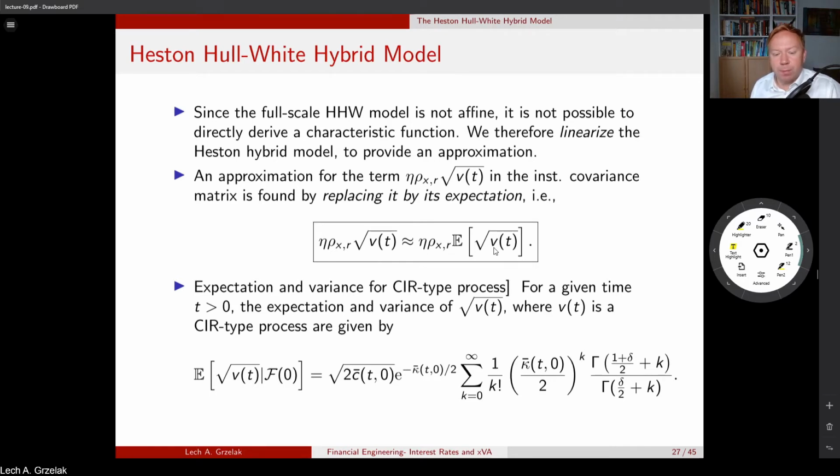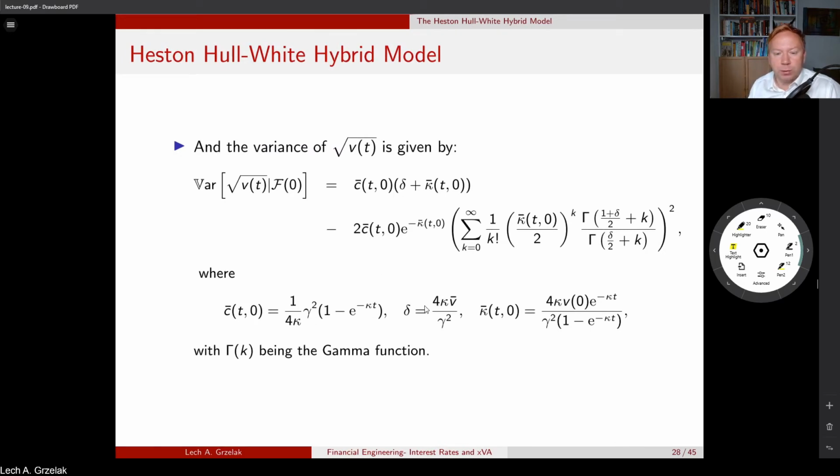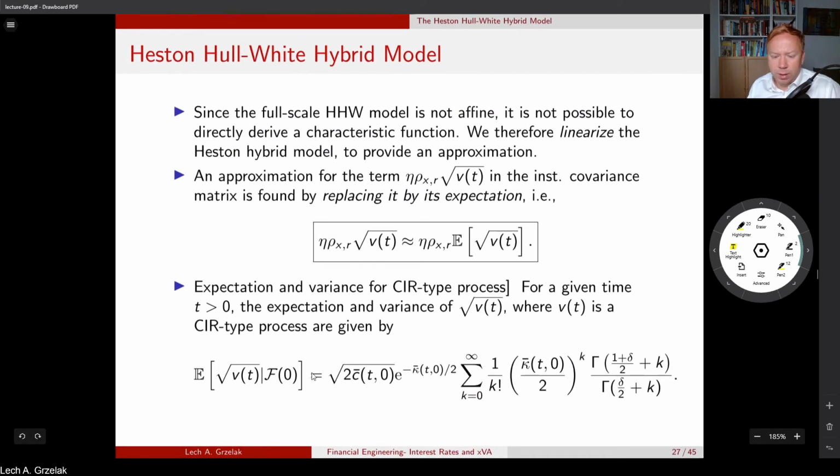Of course, if we have this mapping, we need to find the expectation of the square root of Vt, and this is also known in a semi-closed form. So we have an infinite sum, some gamma functions, and some functions c and kappa, which are given on this slide. As you can see, this expression is easy to implement. However, it's not super cheap to evaluate, because those gamma functions and also infinite summations are not nice things to have. Of course, this sum will converge at some point.